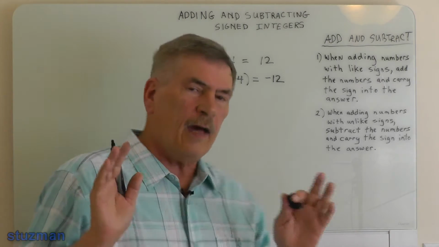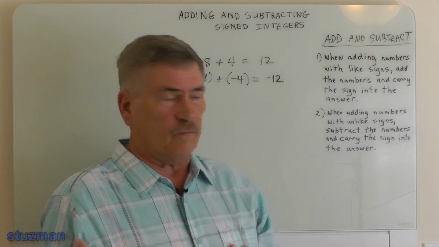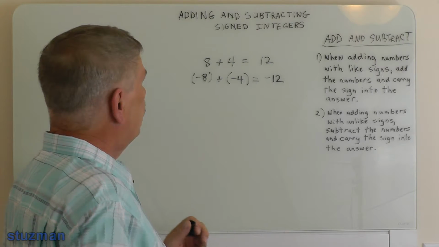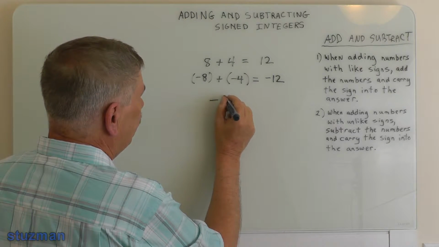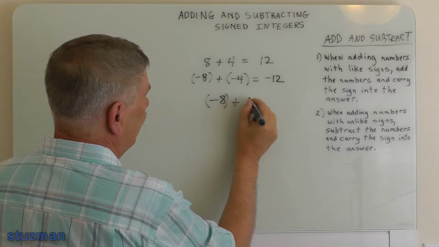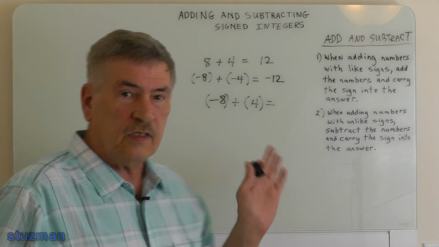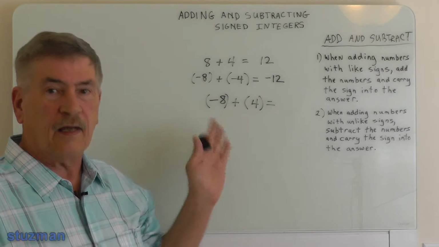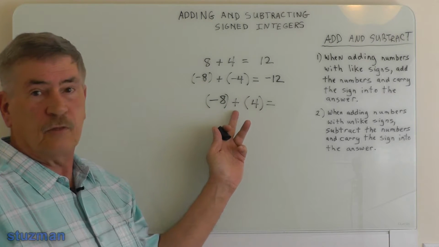Now, let's see what happens if we have two numbers, one is positive, one is negative. We'll use the same example we have here, 8 and 4. So let's make one of them -8 plus, and I'm going to add 4. So as you can see, I have a negative sign on my 8 and I've got a positive 4 over here, and I'm adding them together.